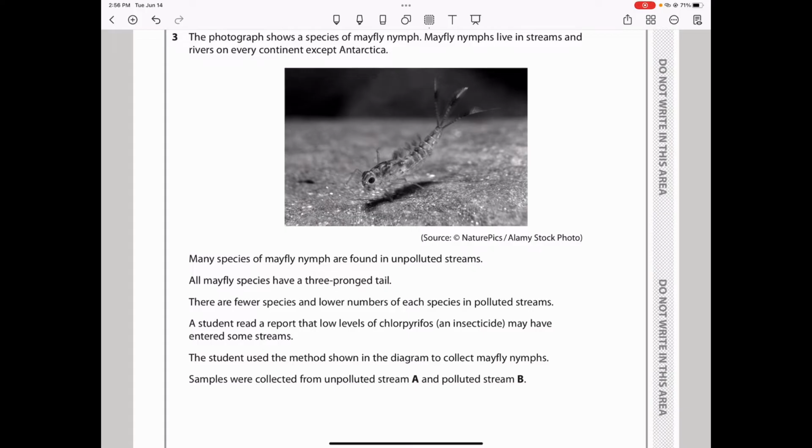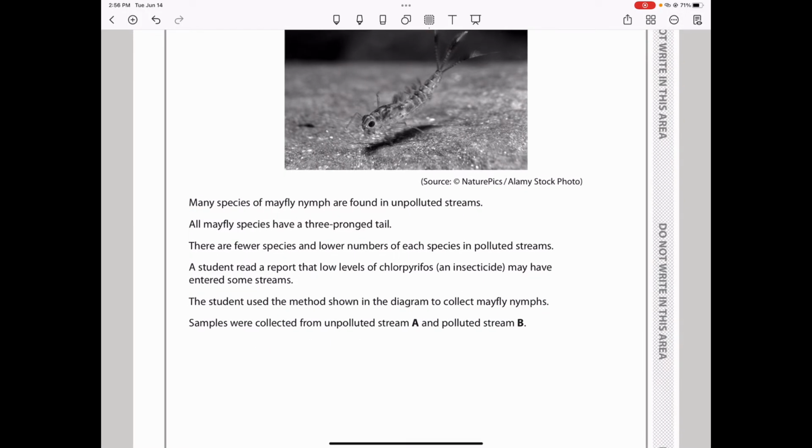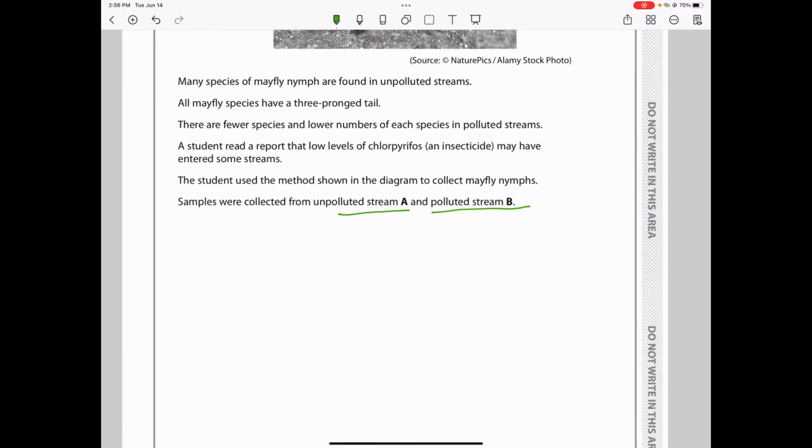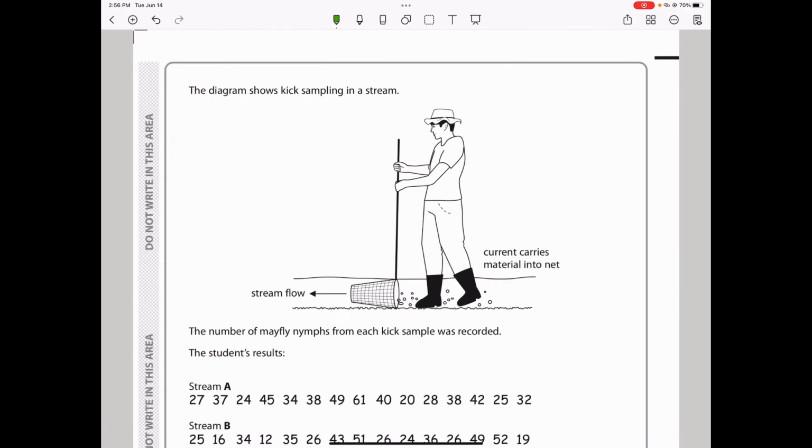A student read a report that low levels of chlorpyrifos, an insecticide, may have entered some streams. The student used the method shown in the diagram to collect mayfly nymphs. Samples were collected from unpolluted stream A and unpolluted stream B. So we're going to make a comparison and see if there is a significance basically. So this is the mayfly nymph they're talking about, and let's go to the first part of question 3.